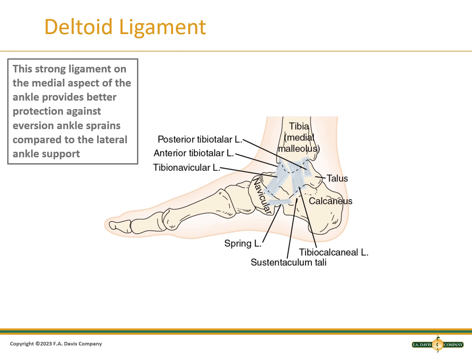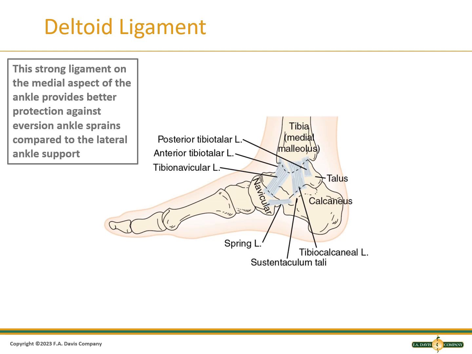So looking, obviously, this is our medial aspect of the ankle, and we've got 4 parts of our deltoid ligament: our posterior tibiotalar, anterior tibiotalar, tibionavicular, and tibiocalcaneal, that make up the deltoid ligament. And it is stronger than the ligaments on the other side.